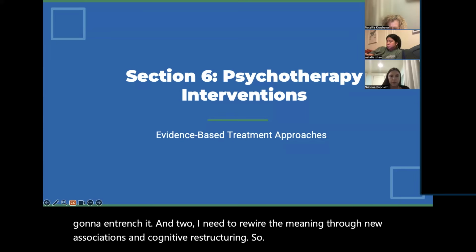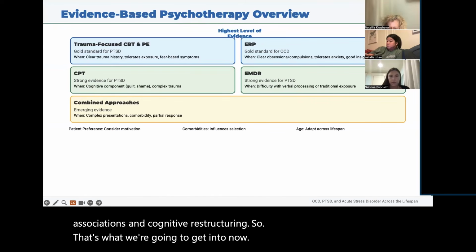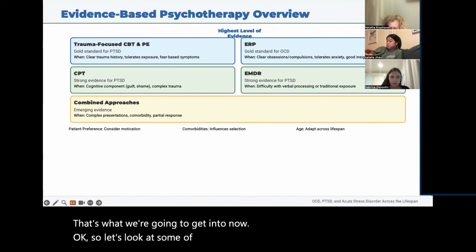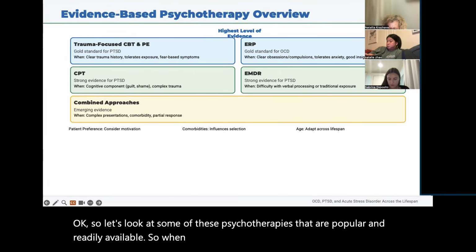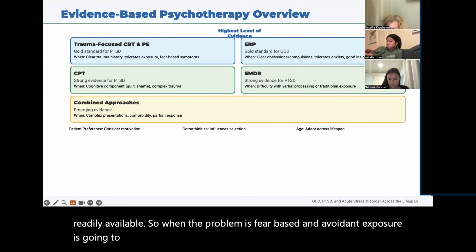That's what we're going to get into now. Let's look at some of these psychotherapies that are popular and readily available. When the problem is fear-based and avoidant, exposure is going to become your antidote.